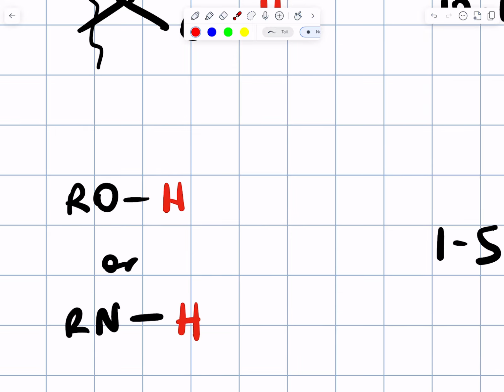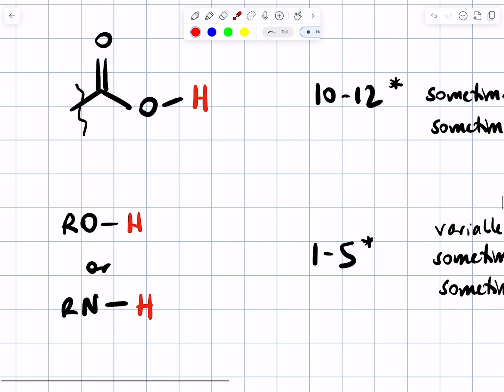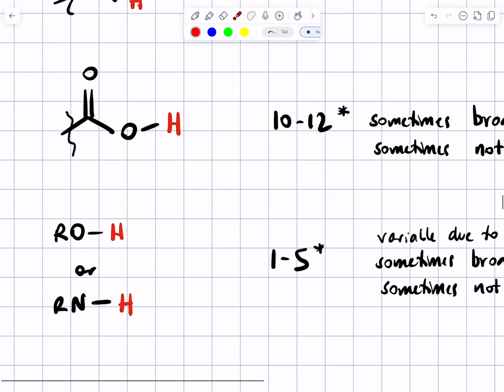And sometimes these protons don't show up at all, in particular if the solvent you're using hydrogen bonds with the OH group or the NH group. Sometimes the protons aren't even visible in the spectrum. So we may or may not get any information about OH or NH bonds in an NMR spectrum. You kind of have to play loosey-goosey with those and just deal with them after the fact if you have to.